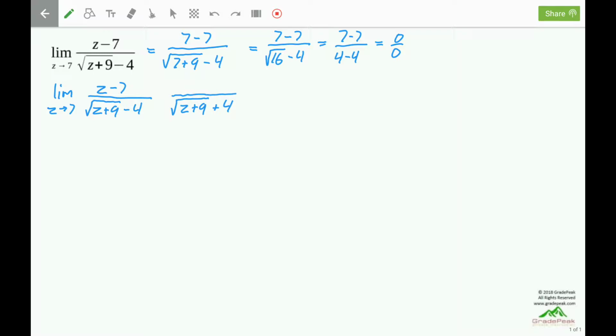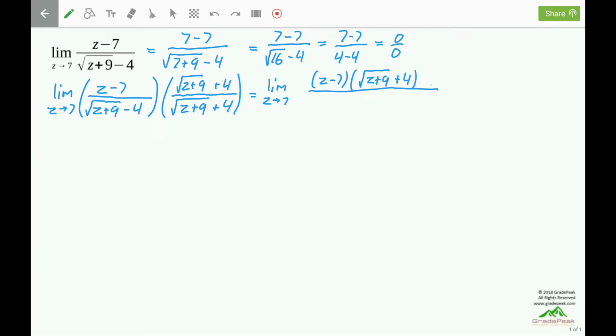And what we're going to do is put this in the numerator as well, so that we have a form of 1. We're not changing the value, we're just changing the look. So we will have limit as z goes to 7. In the numerator we are not going to FOIL out those two expressions because those are not root conjugates of each other.